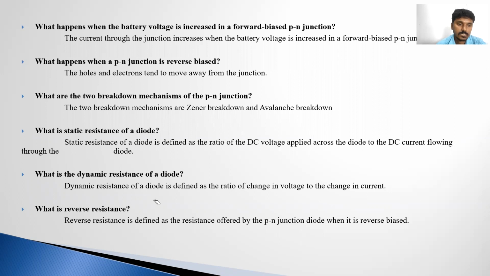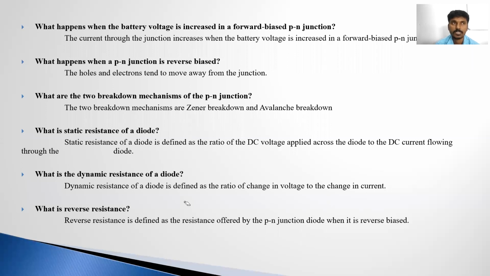So what is the reverse resistance? Reverse resistance is nothing but, whenever we apply the reverse voltage across the diode, it will block the flow of current. Blocking the flow of current means it introduces resistance, it offers high resistance. Whatever resistance is offered when the negative voltage is applied across the PN junction can be called the reverse resistance of the PN junction.